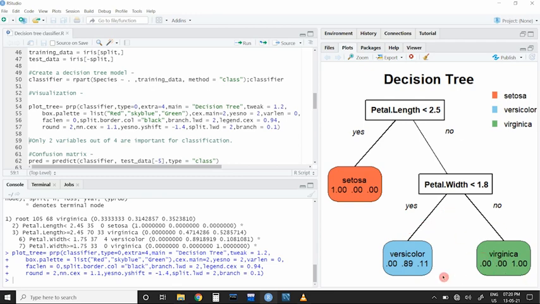This row shows that 89% of the observations that satisfy both these conditions have class versicolor in training data. In other words, 89% of observations are correctly classified as versicolor by the tree. Similarly, 100% of the observations are correctly classified as Setosa and virginica.